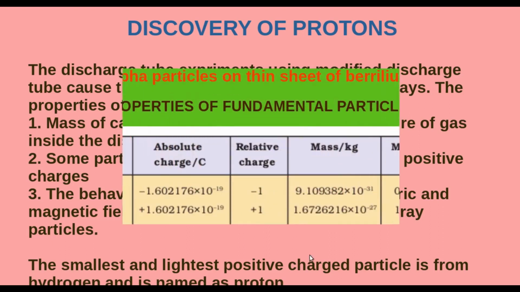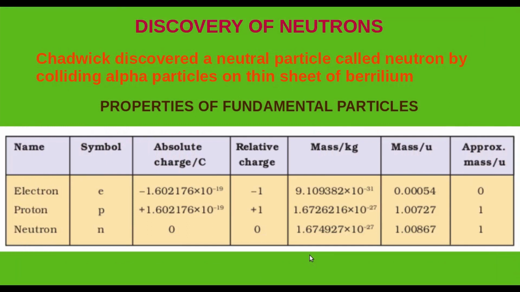Later, the neutron was discovered by Chadwick. Chadwick discovered these neutral particles called neutrons by colliding alpha particles on a thin sheet of beryllium.